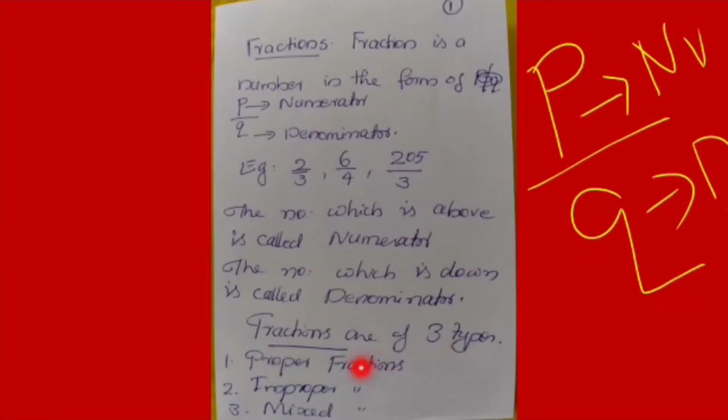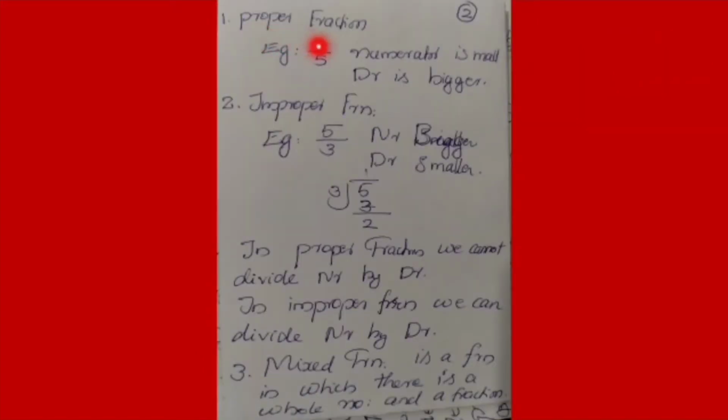Fractions are of three types. They are proper fractions, improper fractions and mixed fractions. Let's see them one by one. First one is the proper fraction. Example 3 by 5. 3 is the numerator and 5 is the denominator. Which number is smaller and which is bigger? 3 is smaller and 5 is bigger. So, in a proper fraction, the numerator will be smaller but the denominator will be a bigger number. Such fractions are called proper fractions.